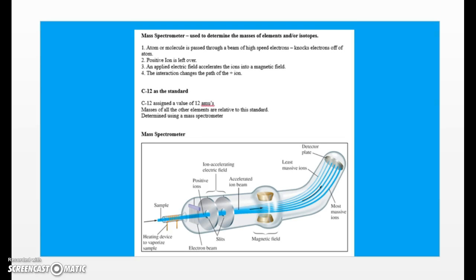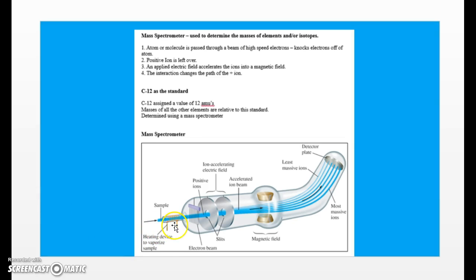Essentially, the first thing that happens is an atom or molecule is passed through a beam of high-speed electrons. This beam of high-speed electrons knocks electrons off of the atom, and then we have a positive ion that's left over. There's an applied electric field that accelerates the ion into a magnetic field, and the interaction changes the path of the positively charged ion. Okay, so there's a diagram down here.